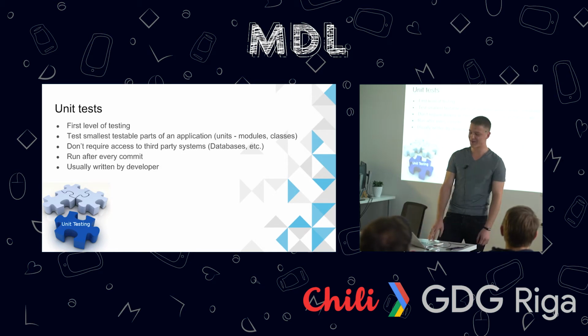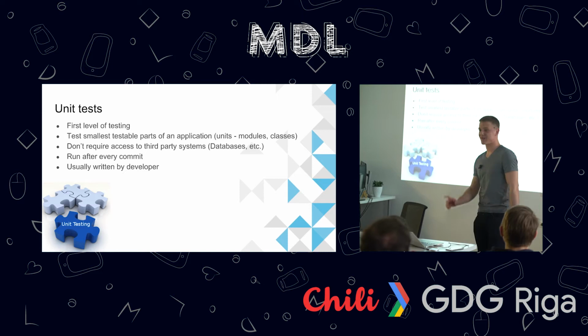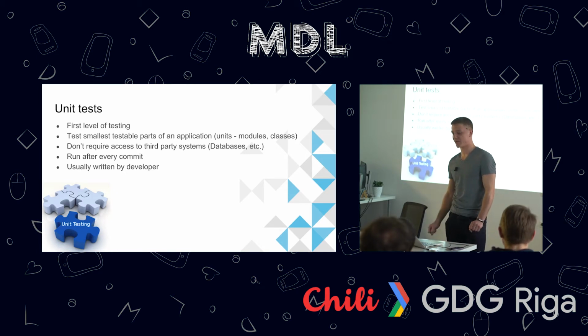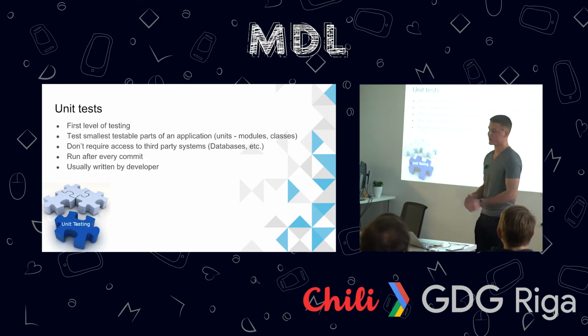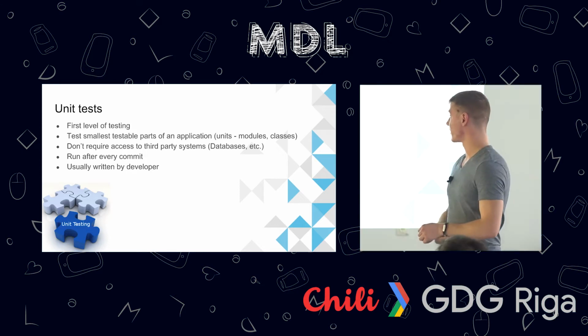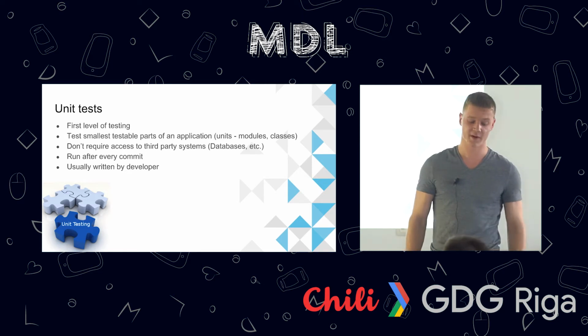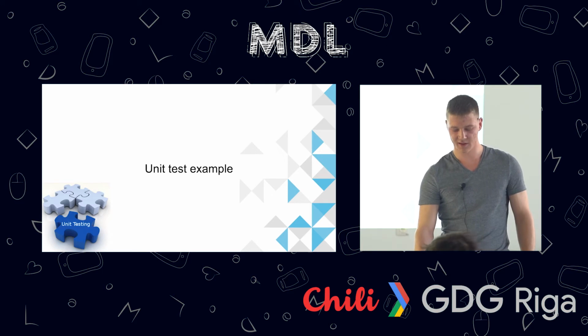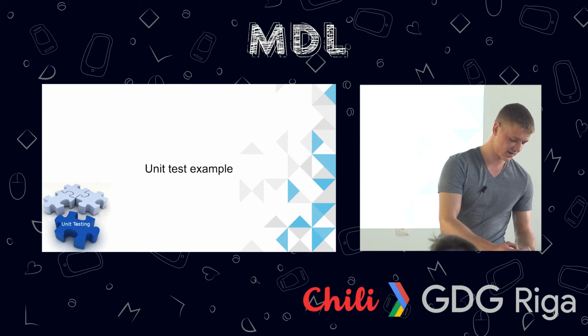Basically, unit tests are the first level of testing, and it's a very important level of testing. Unit tests test the smallest testable part of the application, which is modules and classes. Developers have to write them, and they have to run them very often. It's a very good practice to run them after every commit. So let's take a look at a simple example of how to write one unit test in a simple application.